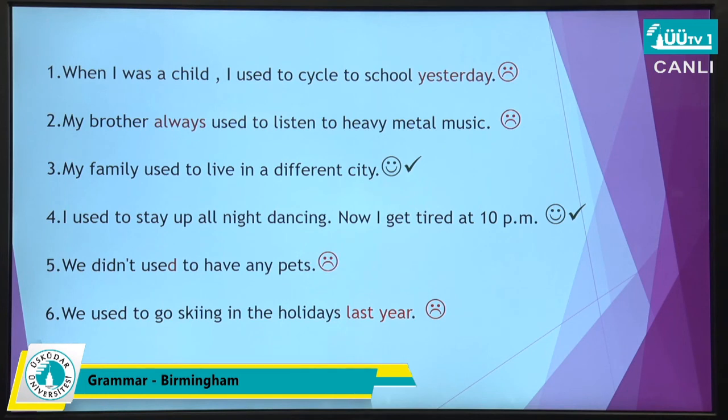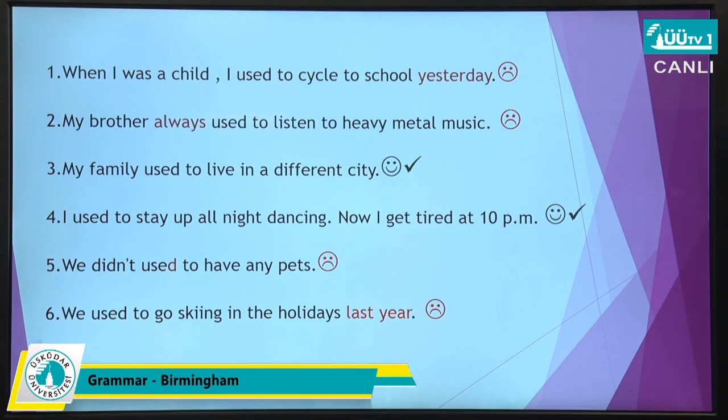And number 5, we didn't used to have any pets. So I told you, when we have a negative sentence and we have didn't in the sentence, we drop the D in used to. So we say we didn't use to have any pets. So we drop the D. Number 6, we used to go skiing in the holidays last year. Okay, again, we have last year. It happened just once. So you have to cross last year from the sentence.